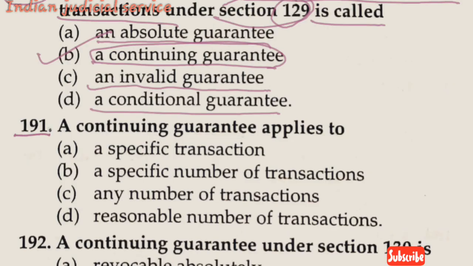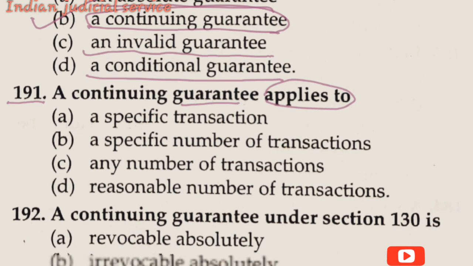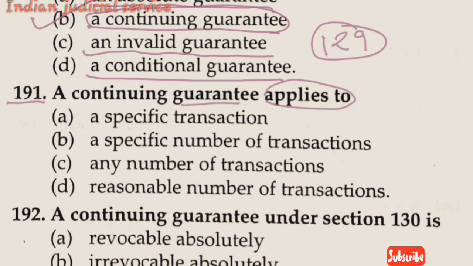Question number 191. A continuing guarantee applies to. First of all, the continuing guarantee is available in our Indian Contract Act under section 129. Section 129 deals with the continuing guarantee. Continuing guarantee means a guarantee which extends to a series of transactions, and it is available in section 129.